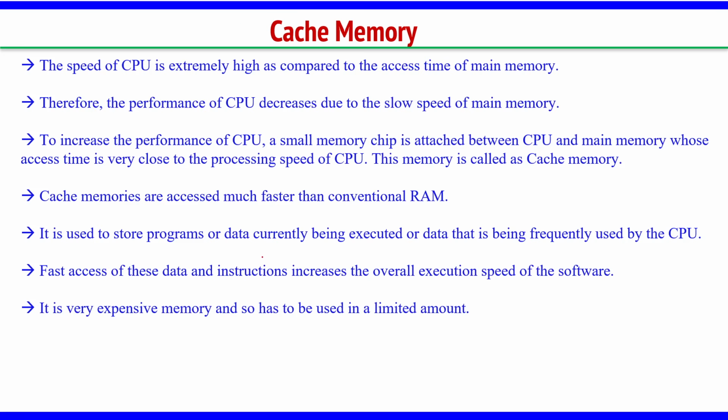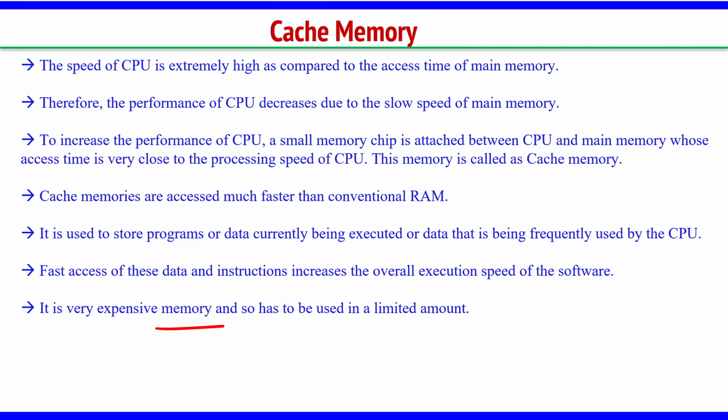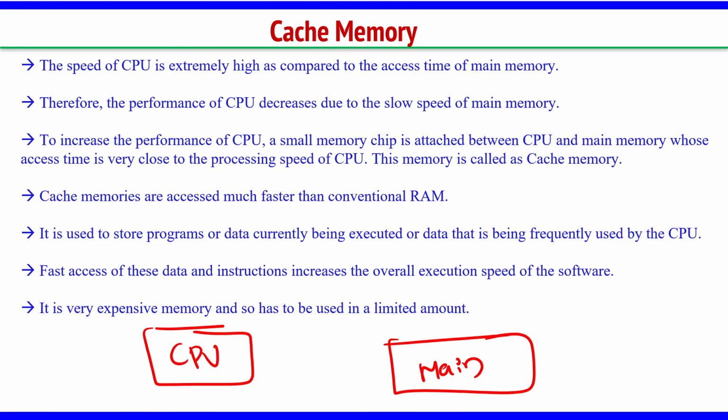What is this cache memory? The speed of the CPU is extremely high as compared to the access time of main memory. So when you are using, see your CPU is here. If you are using main memory or primary memory, transferring data between these two, this way and that way, will take time. So therefore the performance of the CPU decreases due to the slow speed of main memory. When the data transfer is happening between the CPU and the main memory, it will be slow. Because of this, CPU performance decreases.